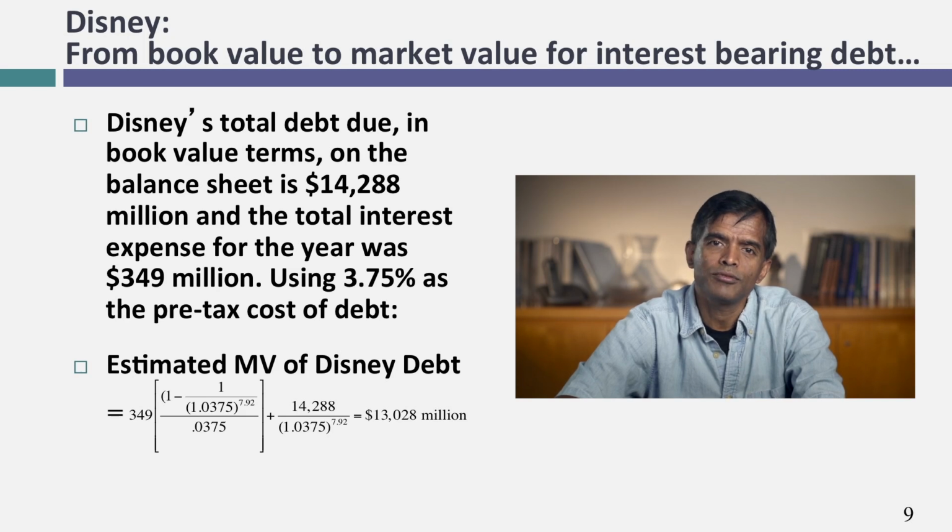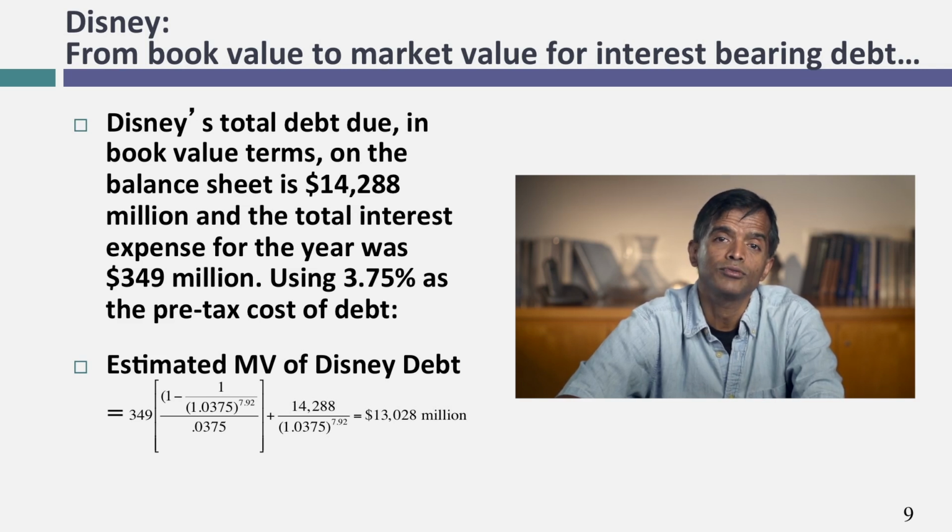What you see in my present value calculation there is a coupon of $349 million treated as a coupon. That's a first term there. It's a present value of an annuity, plus the present value of the $14,288 million discounted back to today. And that's the face value of the bond. And what you get as a present value of $13.028 billion is my market value for your interest-bearing debt.